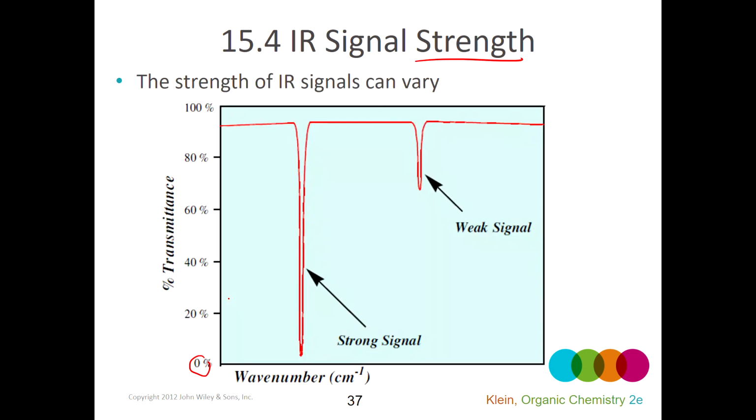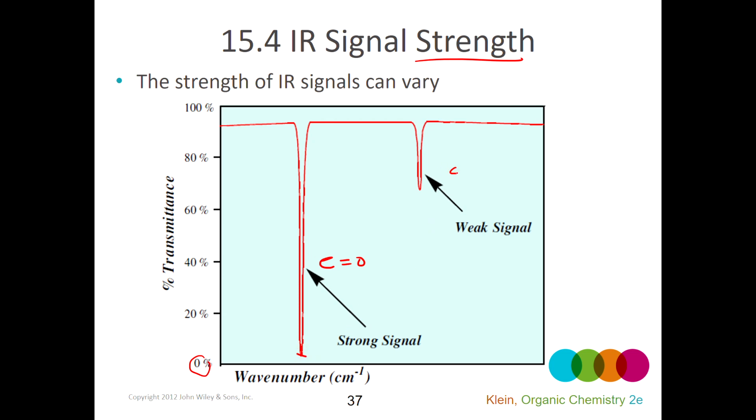Right? So what we're seeing here is, this is a strong signal. This is an indication of a polar bond, probably like a CO double bond or something. Because that bond is so polar, when it stretches, there's a big difference in polarity, and that is what allows it to absorb a lot of light. Very little light makes it through that isn't absorbed by the molecule.